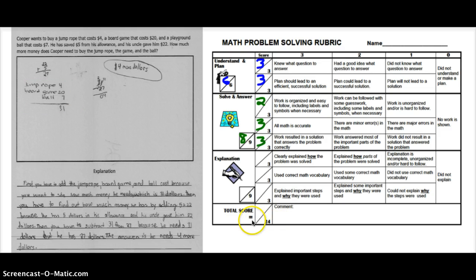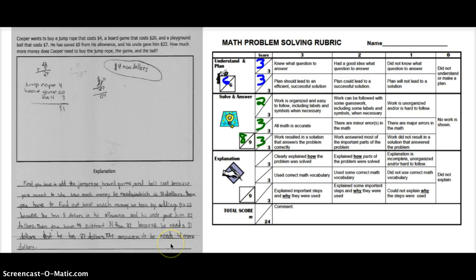Now we're going to move on to the last section, the explanation. This is probably the toughest section to grade. It's also the toughest section to do. So it's also probably the most important to show the teacher or the scorer of the problem that you know what you were doing. So let's look down at her explanation.